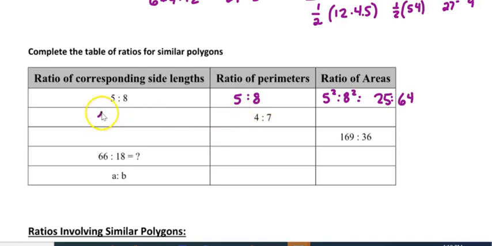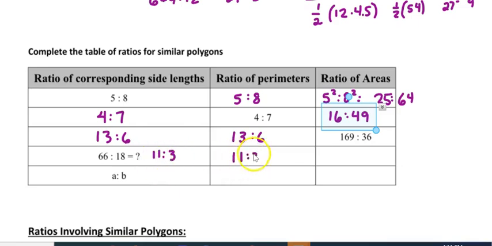If the perimeters is 4/7, so is the sides. And the ratio of areas is going to be 16 to 49. This is going to be the square root of the areas, and it's going to be the same for the sides. Now if we reduce 18 to 66, divide both by 6, you'll have 11 to 3. And that'll be the same for those perimeters, and then square it for the area.